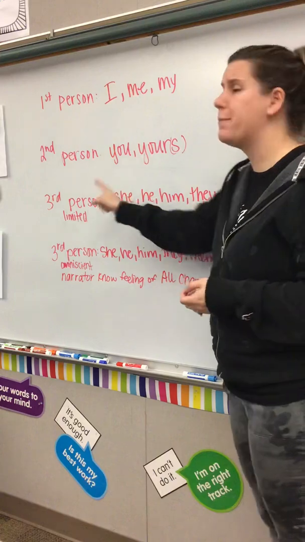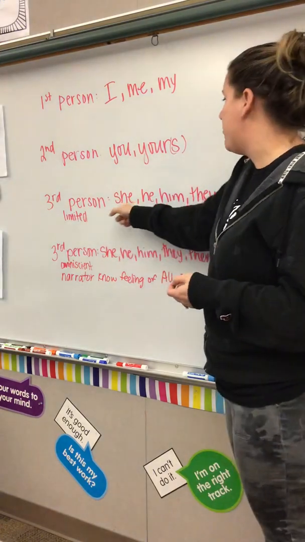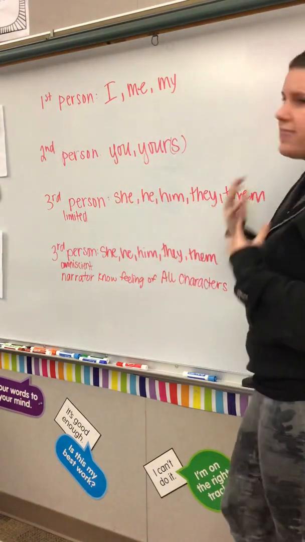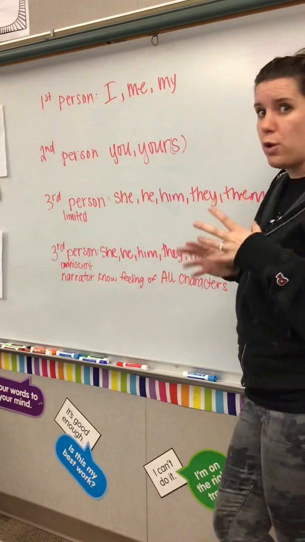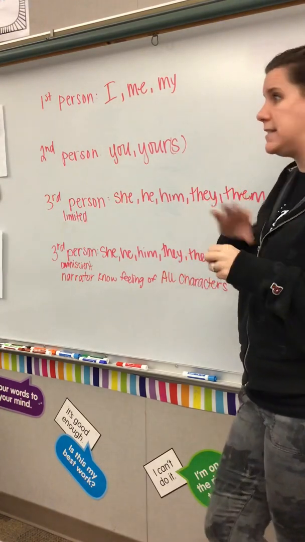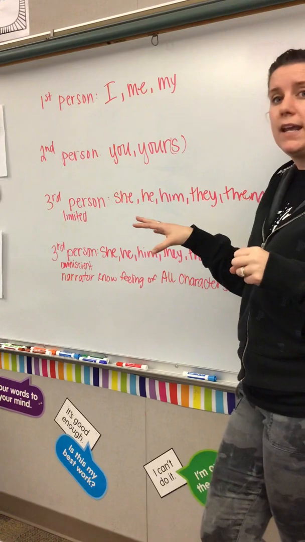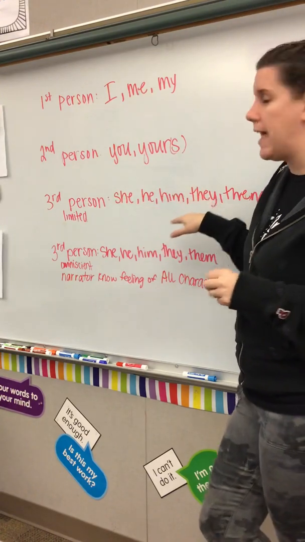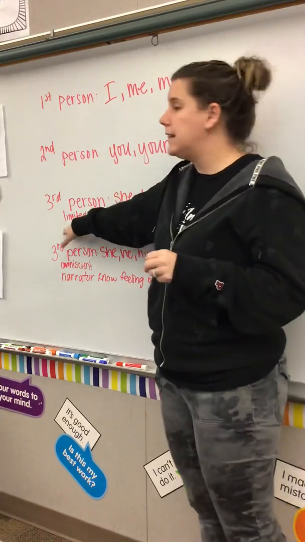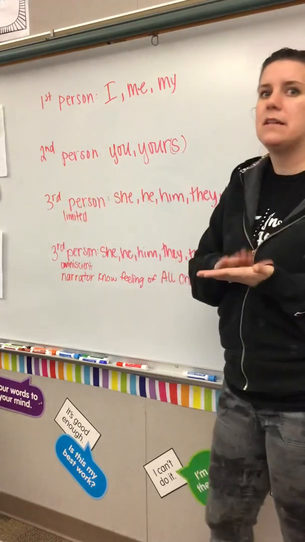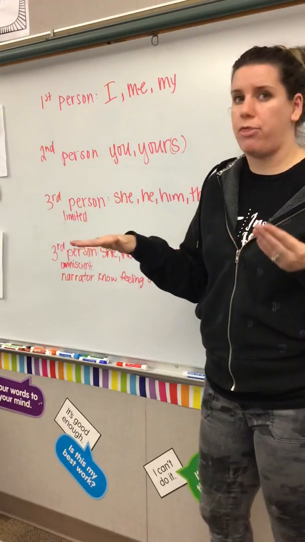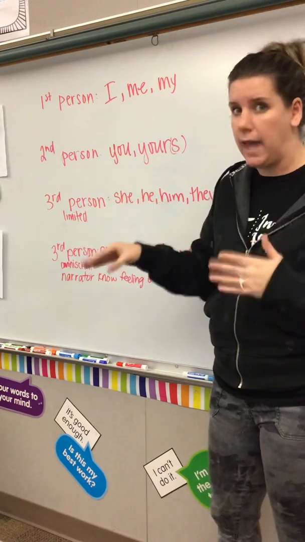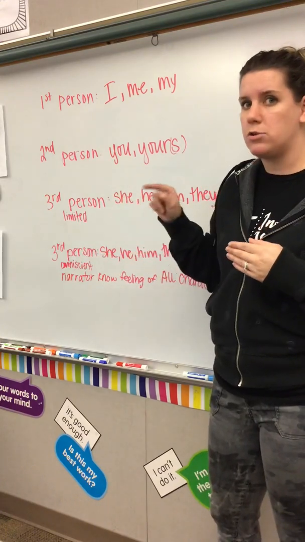Third person, and we have third person limited, and we have words like she, he, him, they, them. And again, with those quotations, you might see quotes and some writing in there with words like I and me and my, but make sure it's what the narrator is saying. Third person limited means that the narrator only knows the thoughts and the feelings of the main character. So keep that in mind when you're doing your worksheet.